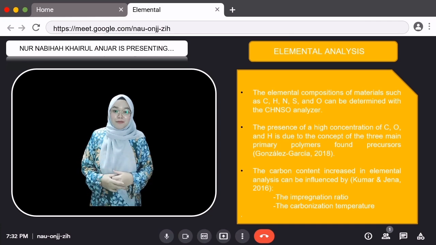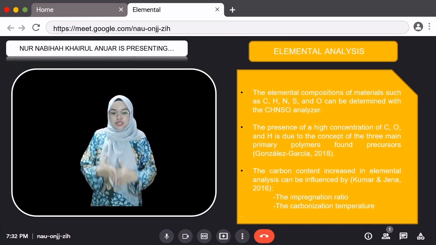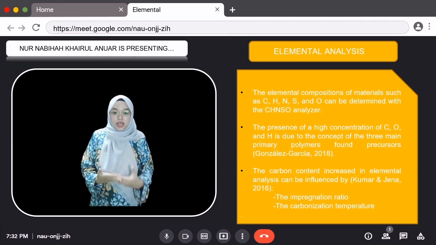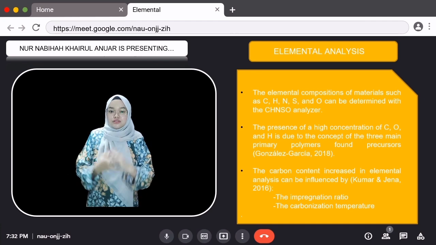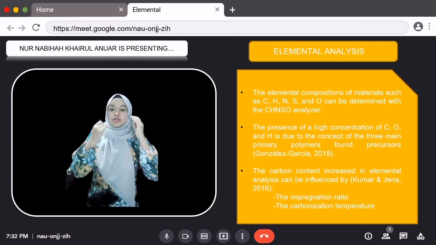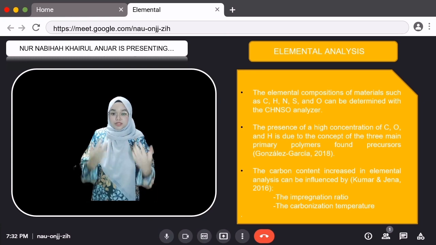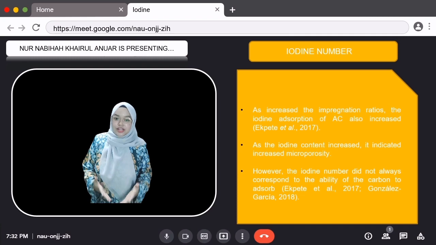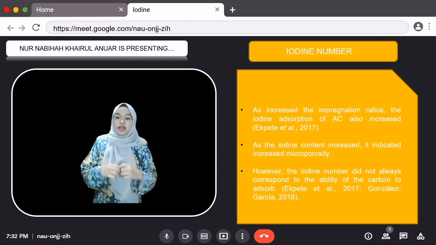Elemental analysis. The elemental composition of materials such as carbon, hydrogen, nitrogen, sulfur, and oxygen can be determined with the CHNSO analyzer. The presence of high concentrations of carbon, oxygen, and hydrogen is due to the three main primary polymers, which are cellulose, hemicellulose, and lignin. The carbon content increases in AC as the impregnation ratio and the carbonization temperature increase, which can influence the elemental analysis.